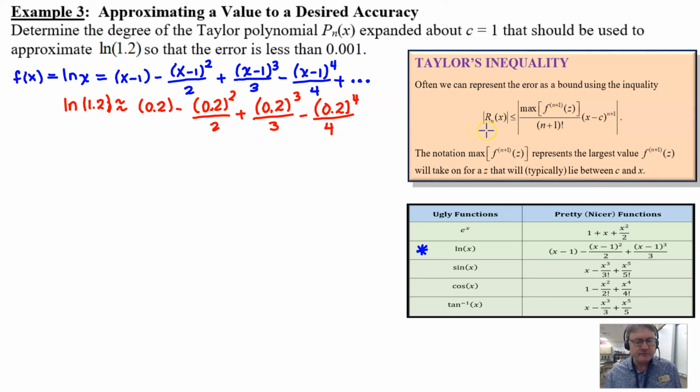It says the absolute value of Rn, which is our error, is essentially less than or equal to the absolute value of the maximum of the (n plus 1)th derivative of our function f, evaluated at some z, where z would likely lie between c and x, which would be between 1 and 1.2. And then we have our (n plus 1) factorial on the bottom and our (x minus 1) to the (n plus 1) power. And we want that expression. That's the expression right here. That's the guy that's got to be less than 0.001 eventually. But we have a problem here.